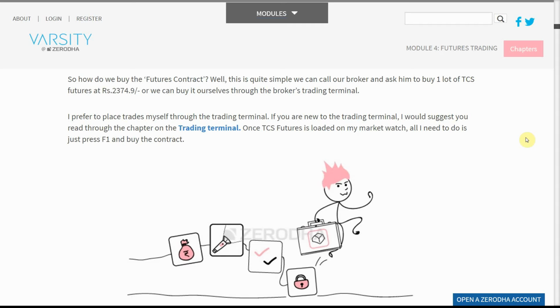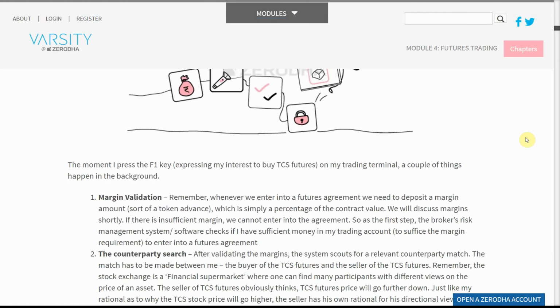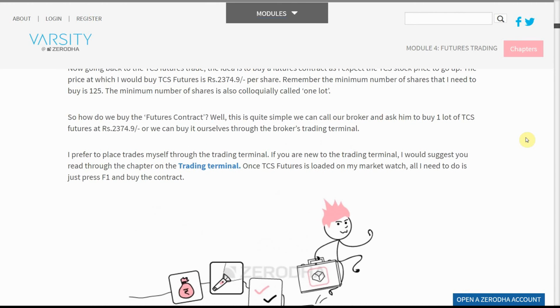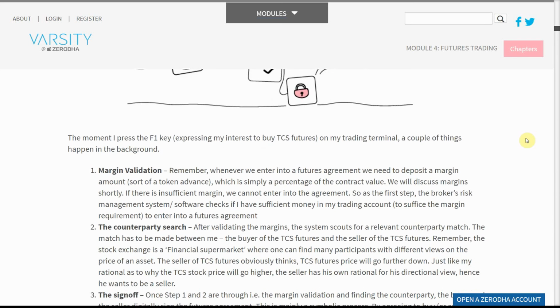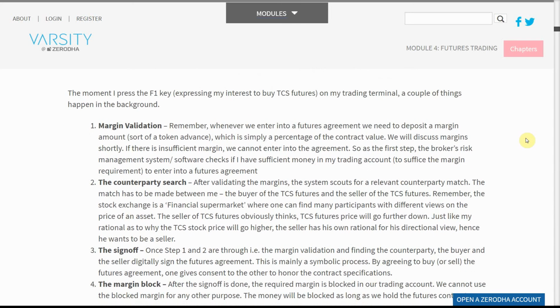Once TCS futures is loaded on my market watch, all I need to do is just press F1 and buy the contract. The moment I press the F1 key, expressing my interest to buy TCS futures on my trading terminal, a couple of things happen in the background.